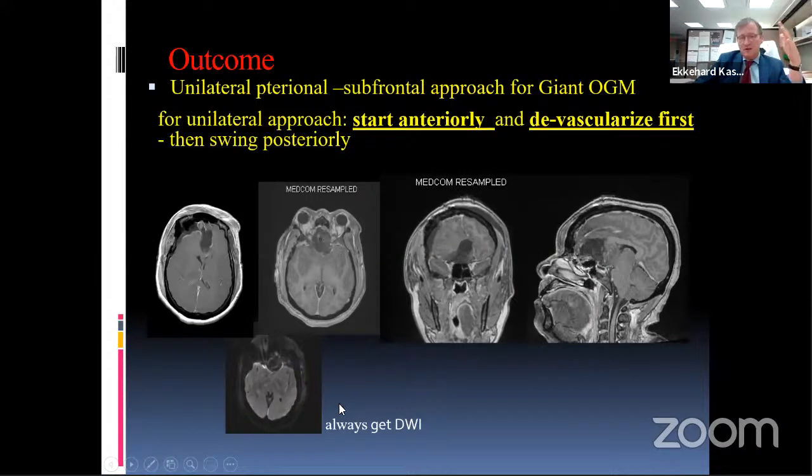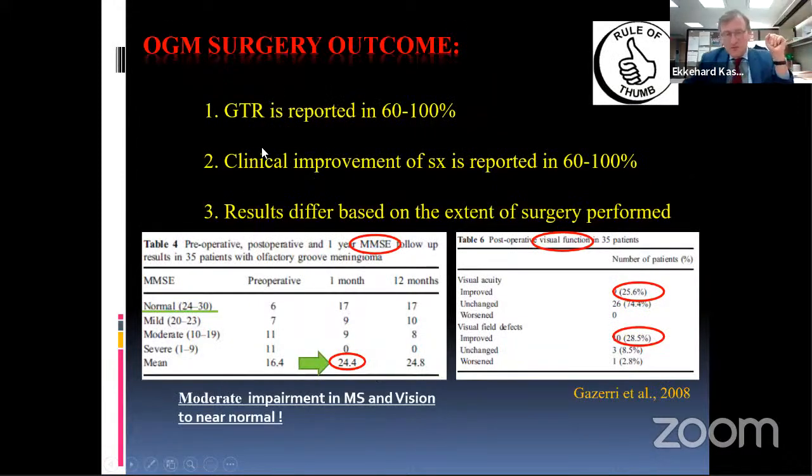I always get DWIs post-op just to check what my perioperative stroke rate would be, and I can assure you it's minuscule. I have not lost any major vessels using this particular combination. Now, what have other people done lately? And you will see a paper hopefully coming out of this ENS skull base group in the future.